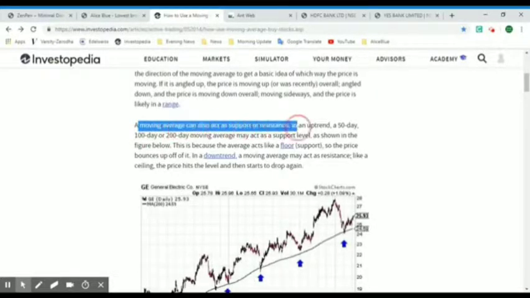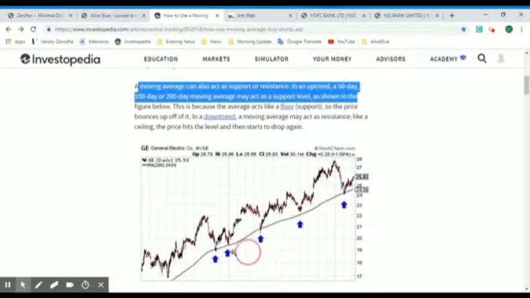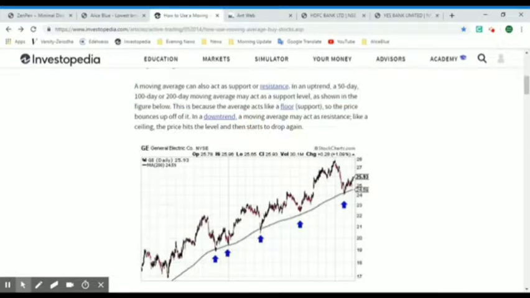So a moving average can also act as a support or a resistance. In an uptrend, a 50-day, 100-day, or a 200-day moving average may act as a support level. So here we have an example given here. So since the stock is in an uptrend, the moving average is acting like a support line here. So since this is the average, it acts like a floor or a support. So the price just bounces off of it.